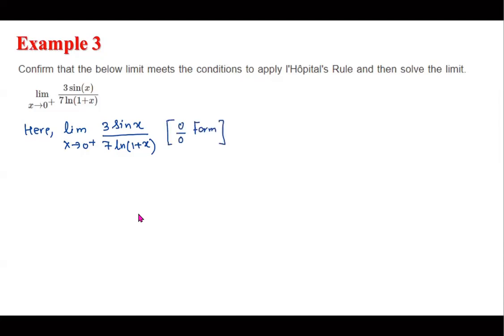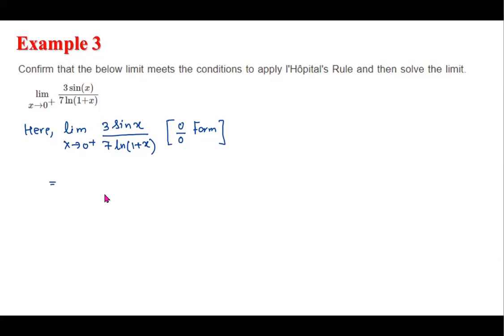Now what we know is, if the function is in the form 0 over 0 or infinity over infinity, we can apply L'Hopital's rule. So this confirms that because we are getting 0 over 0, we can apply L'Hopital's rule. And L'Hopital's rule says, to find a limit like this one, we have to find the derivative of the numerator and the derivative of the denominator separately until this 0 over 0 form is removed.